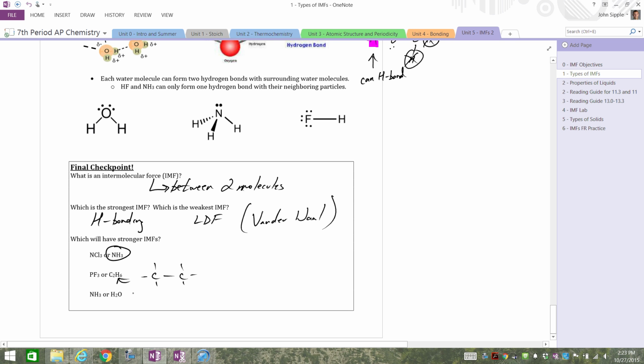What forces are present there? LDF only. PF3 is polar, so it can do dipole-dipole, so PF3 has stronger intermolecular forces. You just line up what the intermolecular forces are. The last one is H2O. We can form two hydrogen bonds with water, but with NH3 you can really only do one.